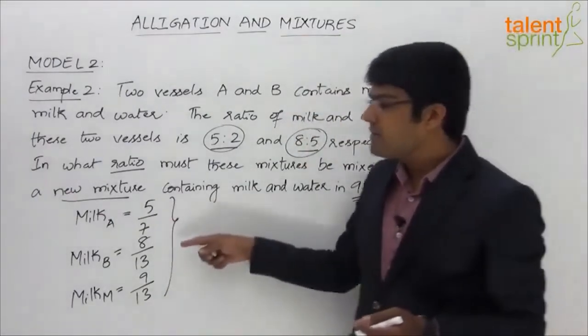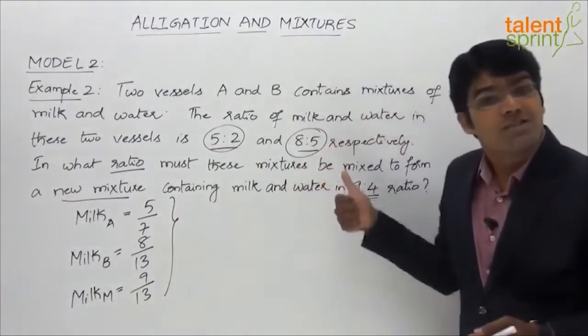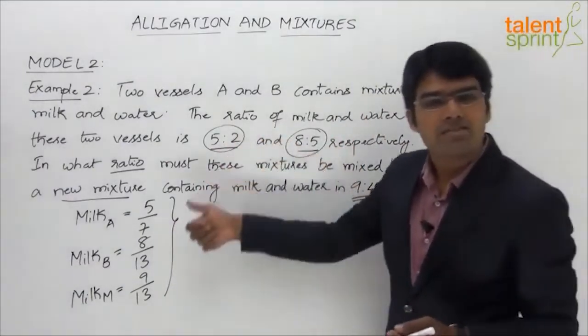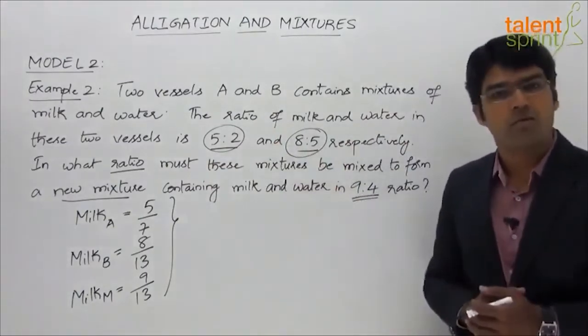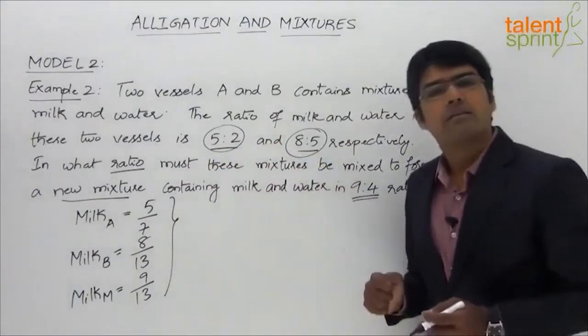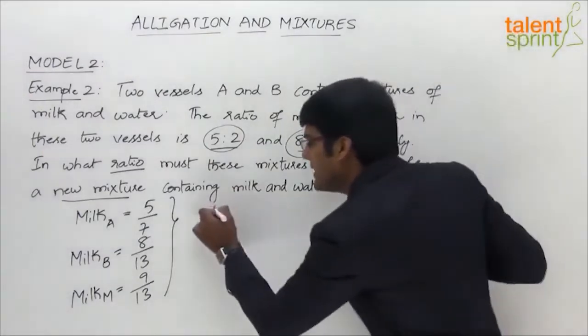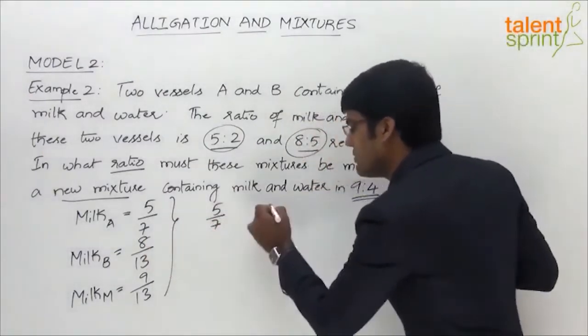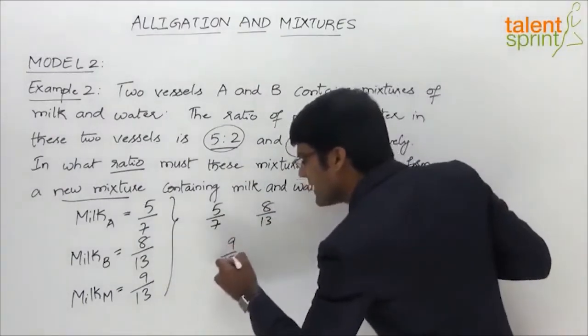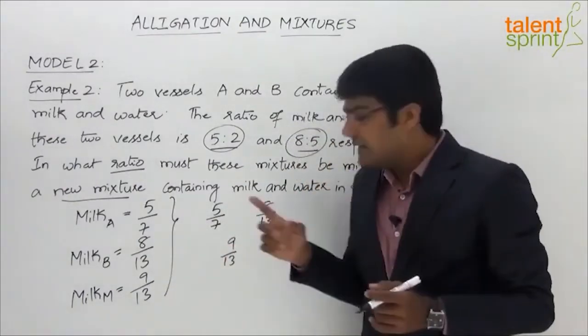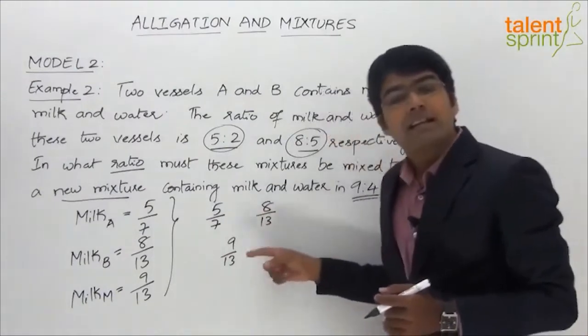The same can also be done by using the strengths of water, right? You can either work on the strengths of milk or work on the strengths of water to get the final ratio of quantities. So let's go ahead with the strengths of milk. In type 1 it is 5/7, in type 2, vessel B, it is 8/13 and in the final mixture the strength is 9/13.